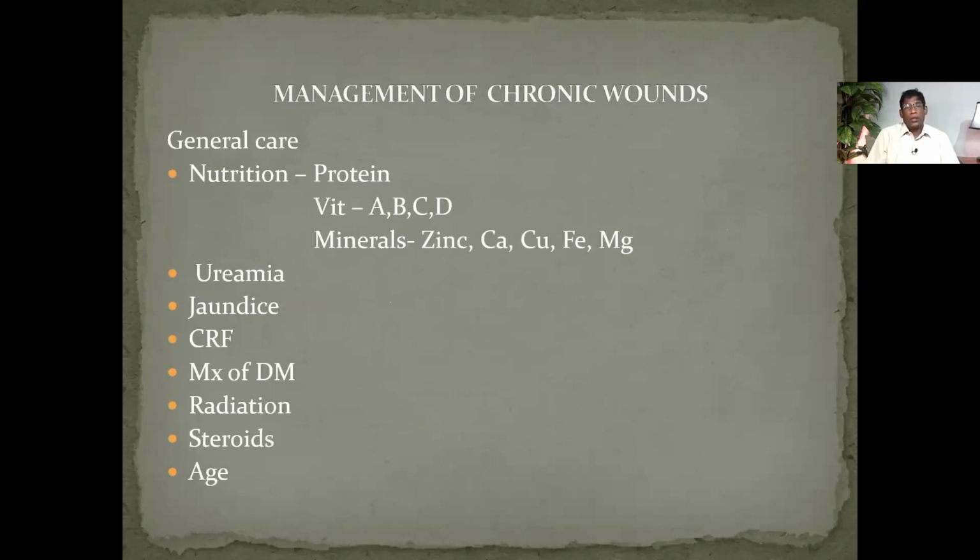General care: improve the patient's nutrition with a high protein diet. Vitamins A, B, C, and D are important. Minerals like zinc, calcium, copper, iron, magnesium are important. In uremic cases, you have to treat accordingly. Jaundice, again, accordingly. Chronic renal failure. Management of diabetes: blood sugar has to be strictly controlled.